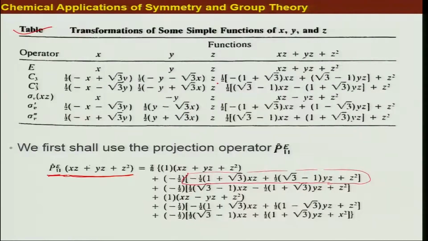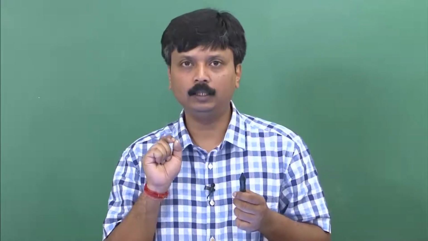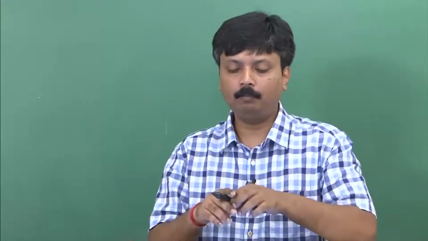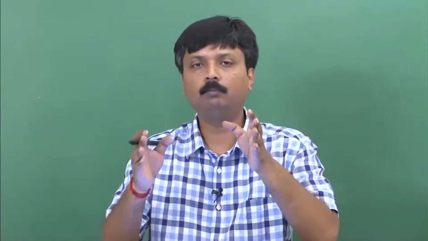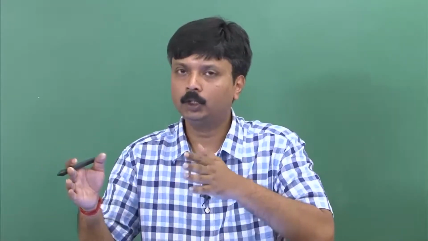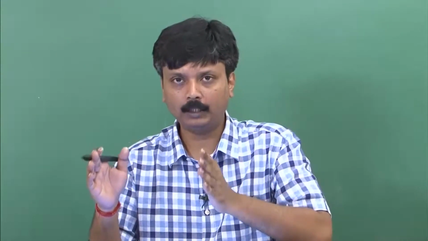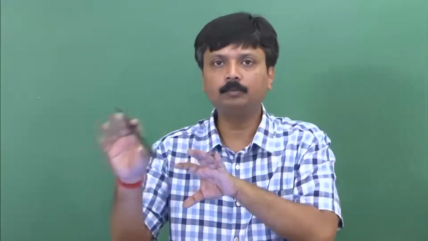In that way you keep going for C3 square, sigma v, sigma v prime and sigma v double prime. When you complete this sum, you have got your result for operating the projection operator on this arbitrary function, and this projection operator is specifically for the two-dimensional irreducible representation of the C3v point group. After you get that sum, you will get some terms containing xz, some containing yz, some containing z square. Ultimately, if you rearrange them properly, you get the coefficients corresponding to xz, yz, and z square, because these three terms are there in my arbitrary function.